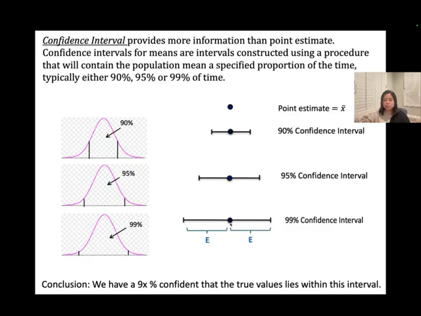From the point estimate to the side here, we call this E, which is your margin of error. So how can we construct the confidence interval for the population mean? We use the point estimate, the sample mean, plus or minus the margin of error. Then we will get a range of values. I just gave you the idea of what the confidence interval is and what the confidence level is.